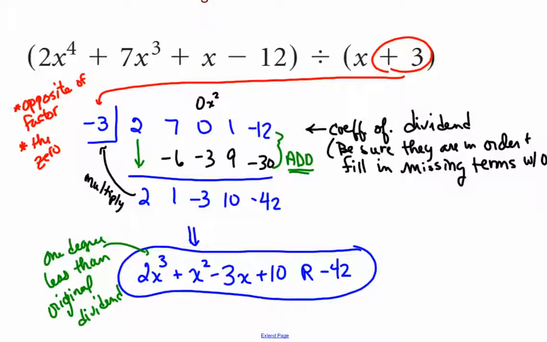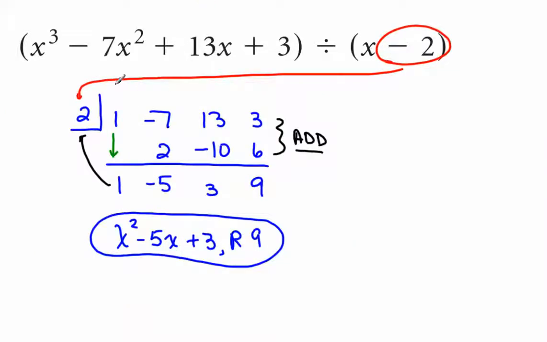Let me take you through another one quickly. We've got x to the third minus 7x squared plus 13x plus 3 divided by an x minus 2. No missing terms this time, so I don't have to fill in any zeros. And then we're going to start with our little box, and how do we decide what goes in here? We look at our divisor and we do the opposite. We take the 0 of this factor, which would be a positive 2. Then I read off my coefficients, 1, negative 7, 13, and 3, and that's the rest of my first row.